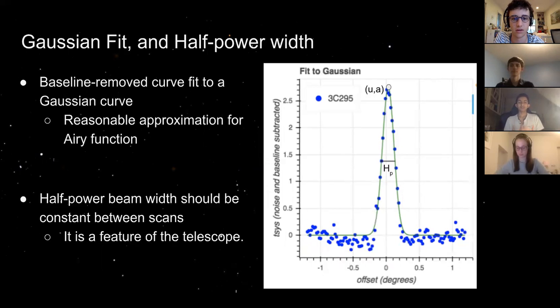We used a Gaussian fit because it was a reasonable approximation for an Airy function, which is what we expected for this data. And then in terms of determining which fits were good and which were not so optimal, we had to check whether the half power width was constant between scans, just because it's a general feature of every particular telescope. As you can see on the right, this is a particular example of one of our Gaussian fits.